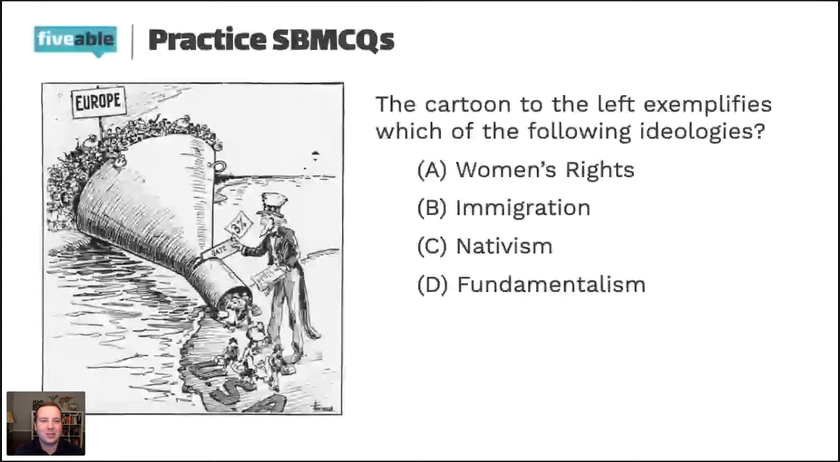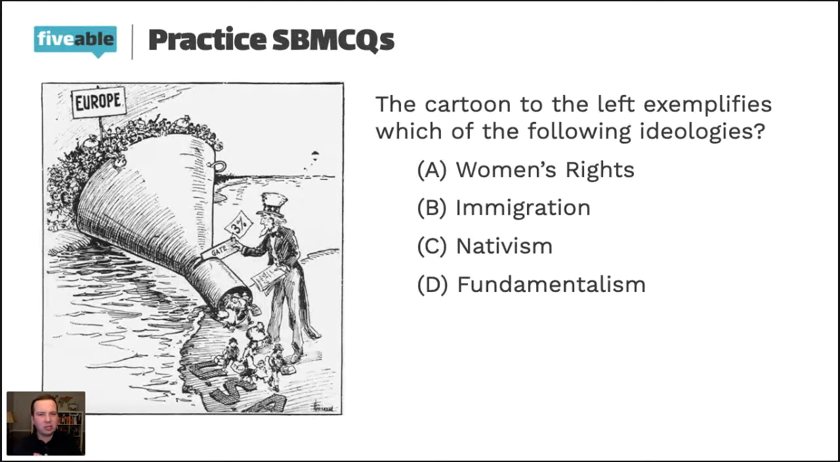All right. So it looks like we have either C or B. The cartoon to the left exemplifies which of the following ideologies? So we need to know a couple of those kind of bigger words there. Randy BC, your nickname is perfect because we're looking like we're doing either B or C. Ooh, we seem to be pretty divided.